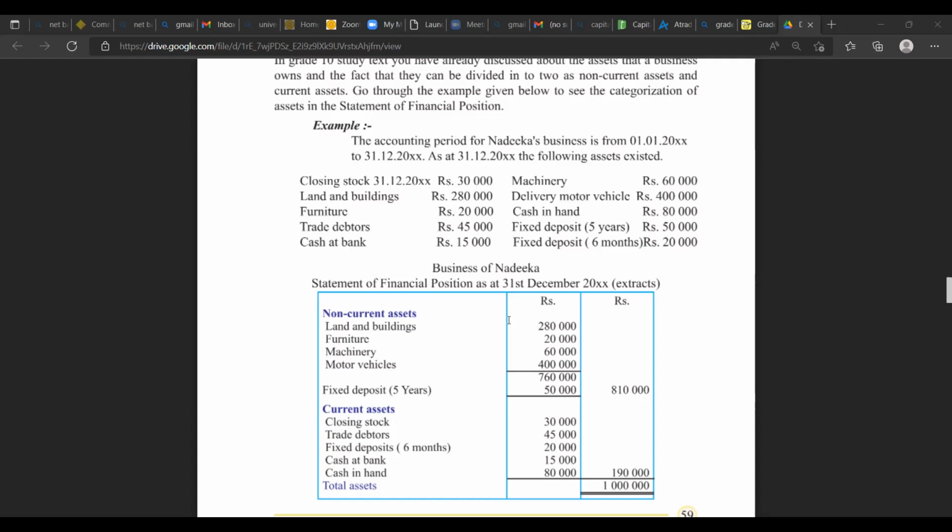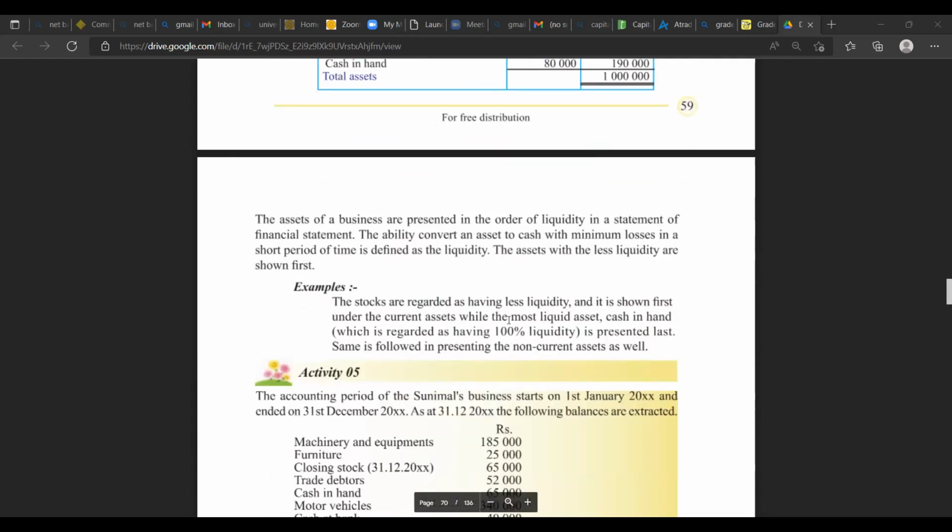So you need to put it under proper headings. Right? And these assets of the business are presented in the order of liquidity. So please do highlight in your textbooks, in the order of liquidity in a statement of financial position. The ability to convert the assets into cash with a minimum loss in a short period of time is defined as liquidity. The assets with less liquidity are shown first. That's why the land will come first.